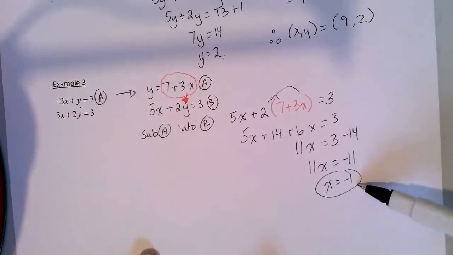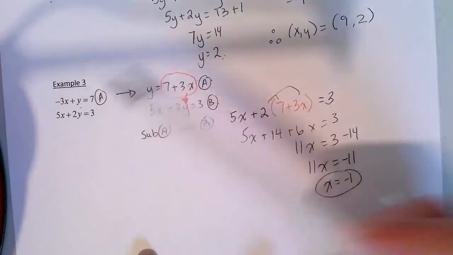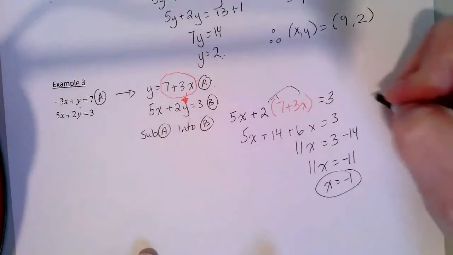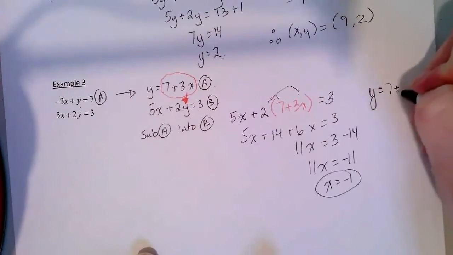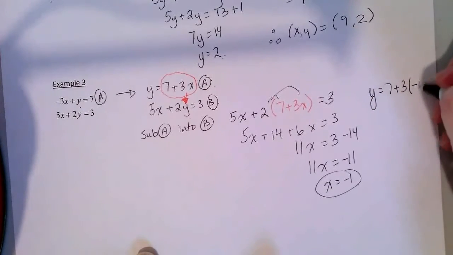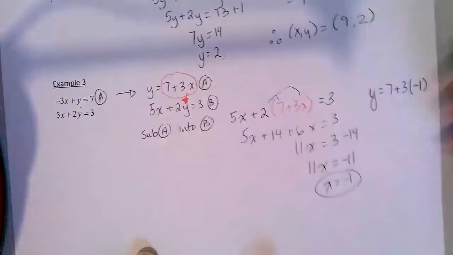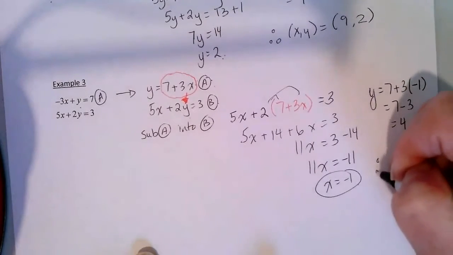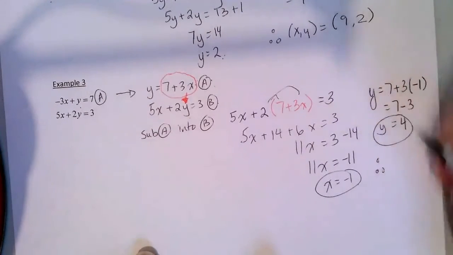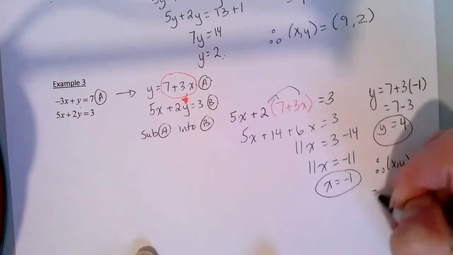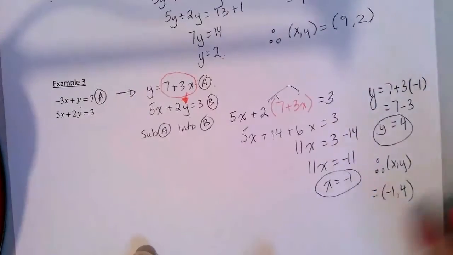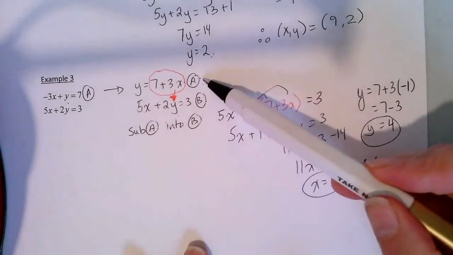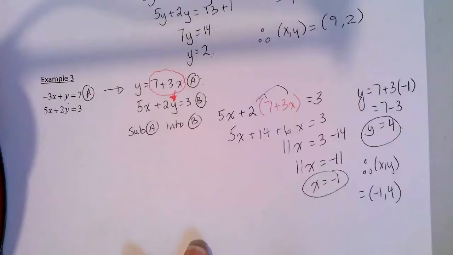So I can substitute that into either the original equation A, the new equation A, or into B. So I'm going to put it in this one here. Y equals 7 plus 3, replace the x with -1. So that becomes 7 minus 3, so that is equal to 4. So our solution would be (x, y) equals (-1, 4). Okay, and the reason I'm choosing this new variation of A is because y is already isolated.